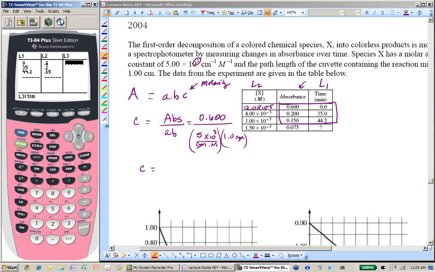All right, then what would this be? This would be natural log of everything in L2. This would be reciprocal of everything in L2. So second, quit. Clear my screen just for fun. Because I've been doing so many of these, I'm going to cheat.